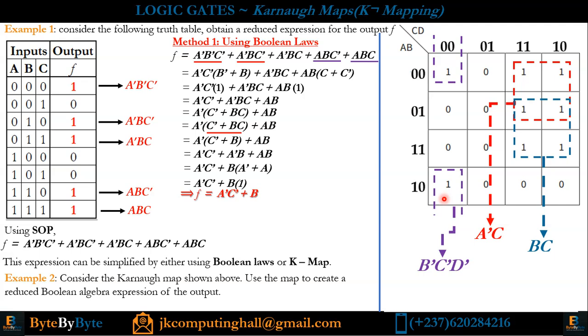So our output in this case is going to be A prime, sorry, it's supposed to be A prime C. This one is not there. A prime C plus BC plus B prime C prime D prime. So that is how Karnaugh map is efficiently used. We shall come back to this when we shall be treating pass GC.